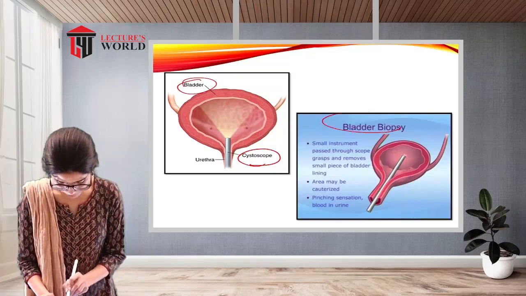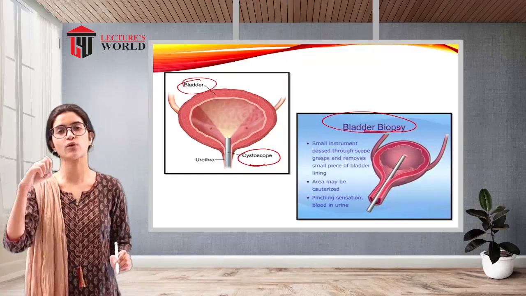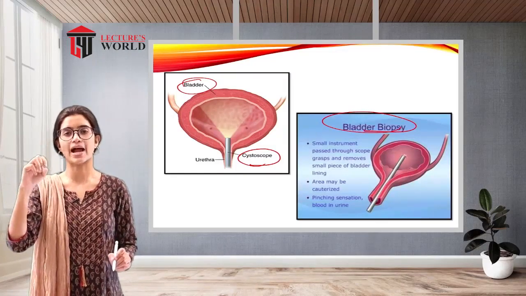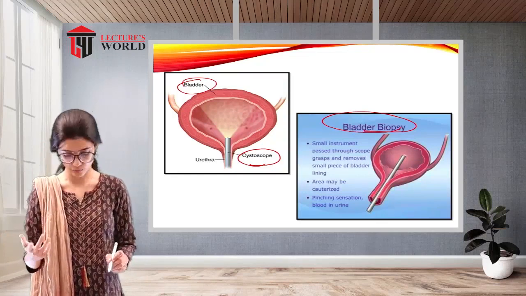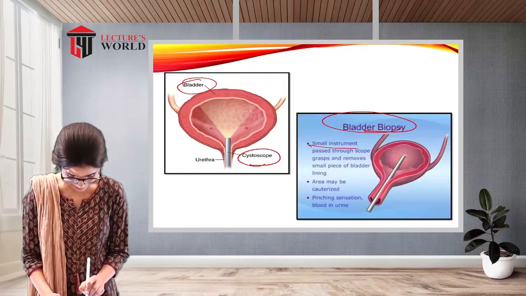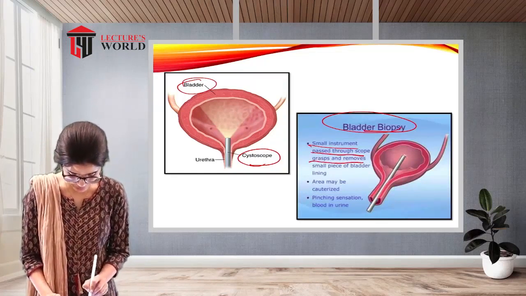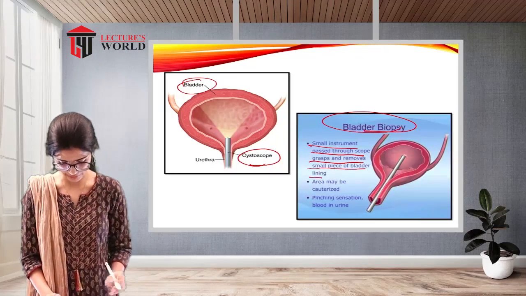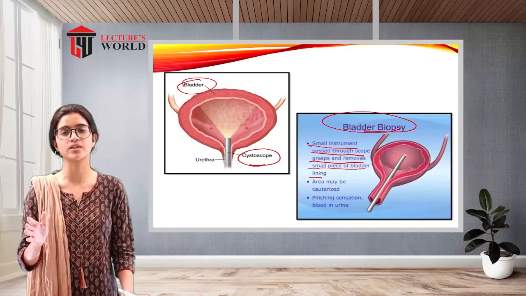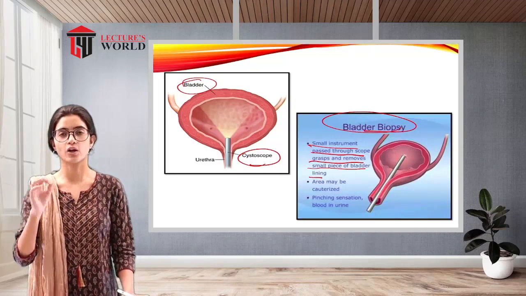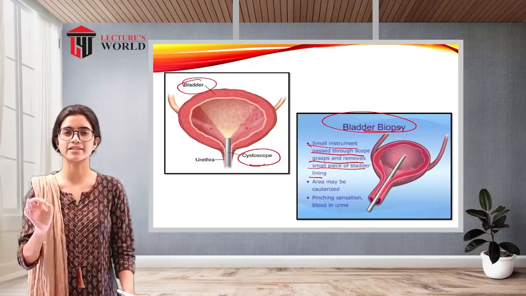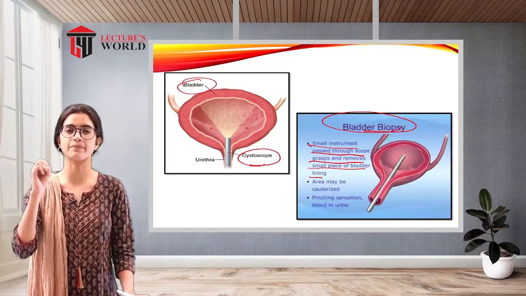The bladder biopsy. So biopsy is basically taking off the cells from within the bladder and examining it under the microscope. So what is done is a small instrument is passed through the scope, grabs and removes a small tissue of the bladder lining. So when the scope is being passed within the bladder to visualize the bladder, along with that another instrument is being passed through the scope which grabs a piece of the tissue.